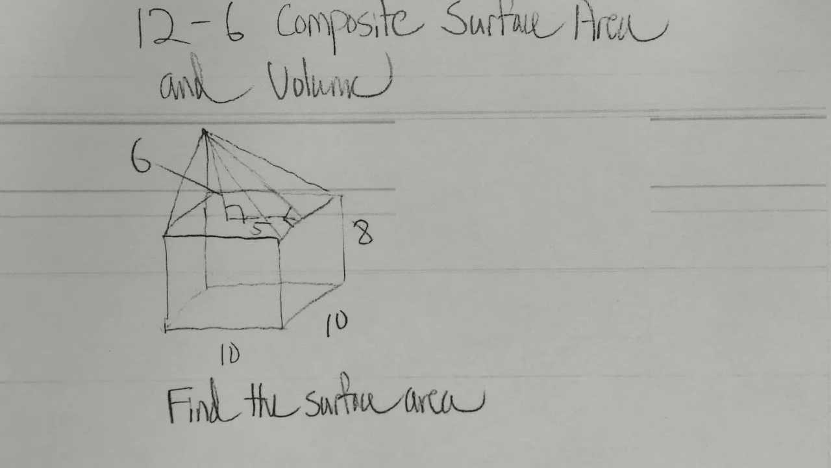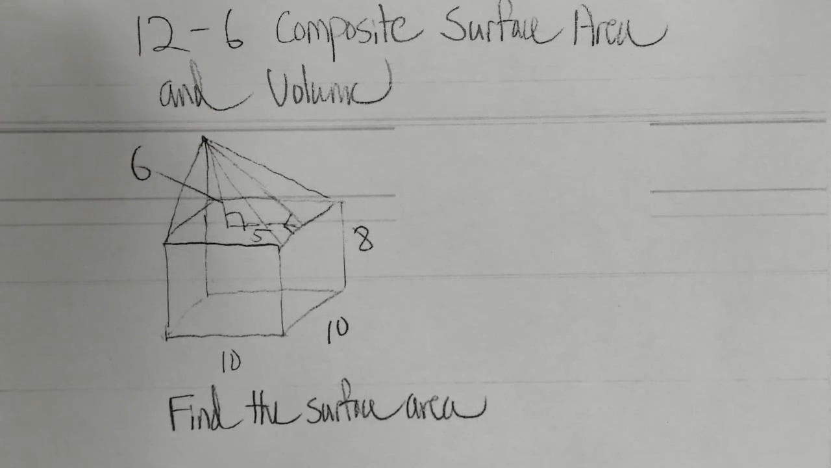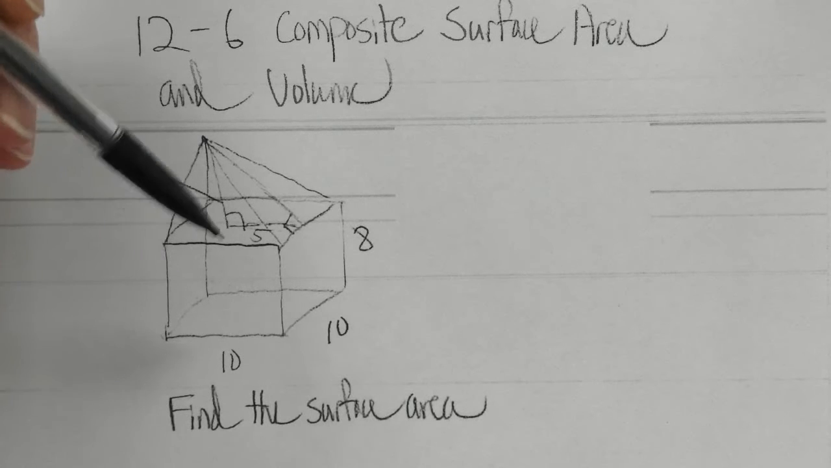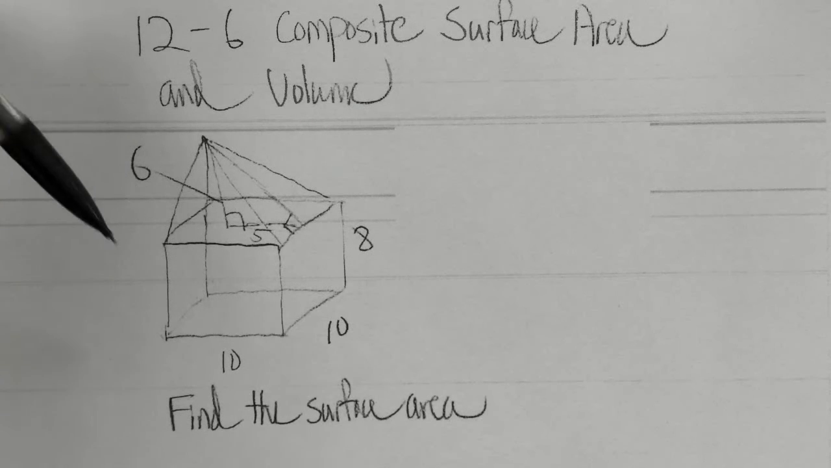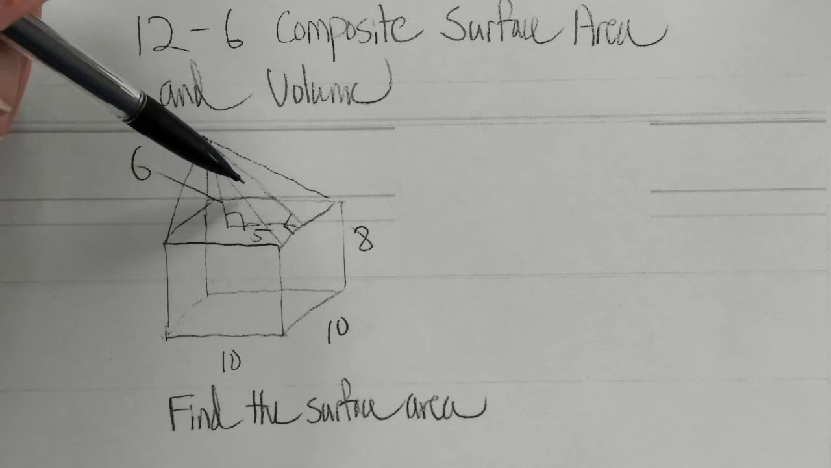Okay, the next section that we're looking at is 12.6, and our topic here is composite surface area and volume. So what we're going to be doing here is either finding the surface area or the volume of a composite figure, meaning two figures put together.